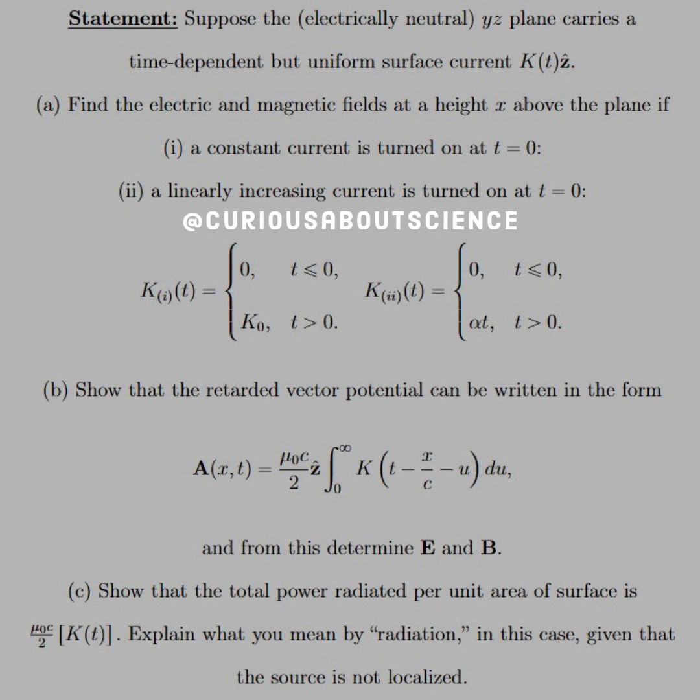C, show that the total power radiated per unit area of surface is mu naught c over 2 K squared(t). Explain what we mean by radiation in this case, given that the source charge is not localized. Oh, okay, getting ahead of myself.